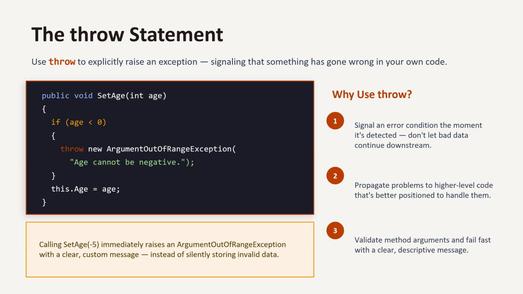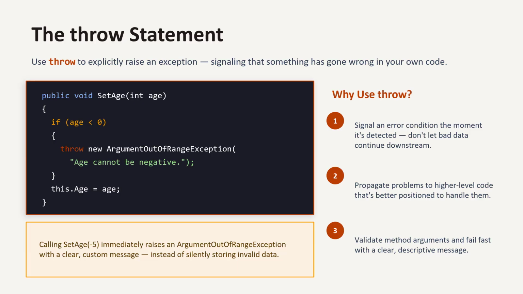We want to signal an error condition that's instantly detected. All of the .NET framework things, the compiler things that we use inside of our ecosystem to help us, by using throw and raising an exception, it's going to allow that system to work as designed. We don't want to let bad data quietly continue downstream where it might cause a much more confusing failure later.